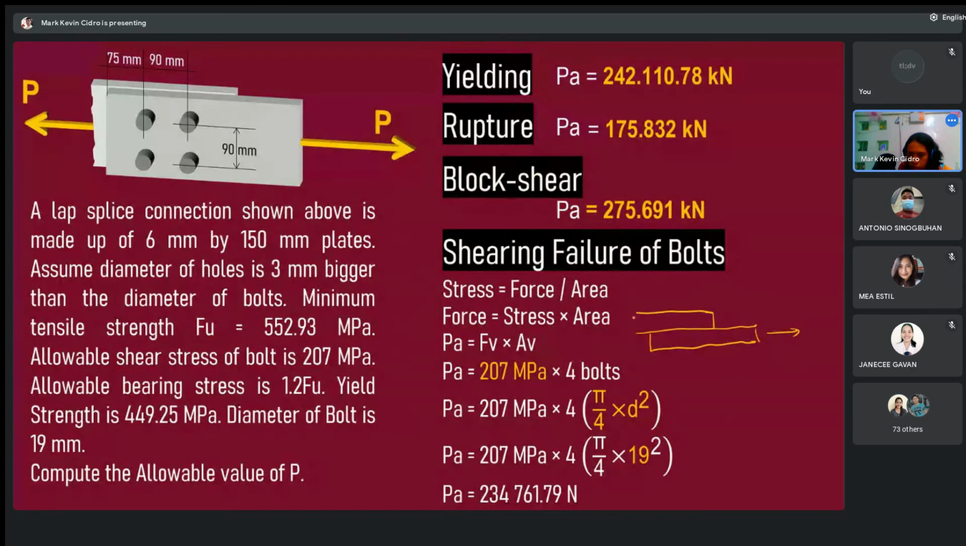So, the bolt is subjected to shear force. The bolt has already sheared off, and it no longer aligns. This area is parallel to this force, and that area is the cross-sectional area of the bolts, which is a circle. That's why it is pi over 4 times d squared. There are 4 bolts, so multiply by 4. Understood? Okay, sige.